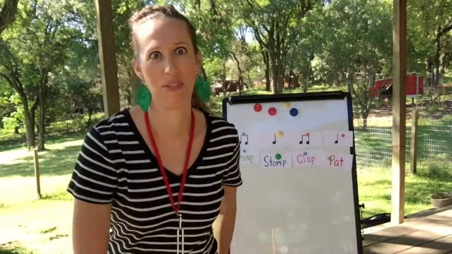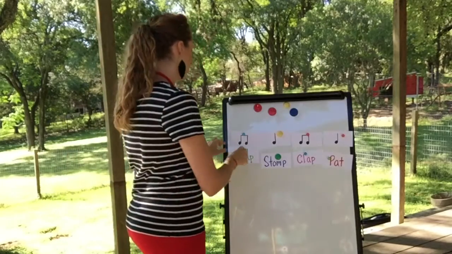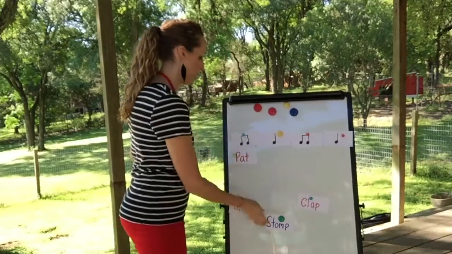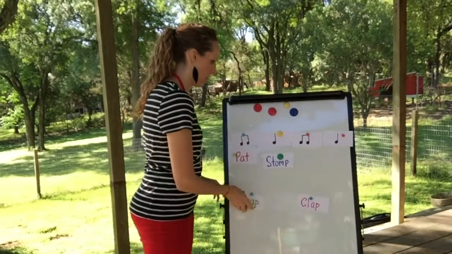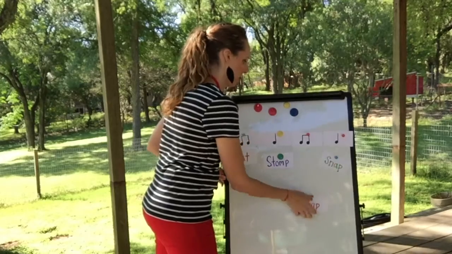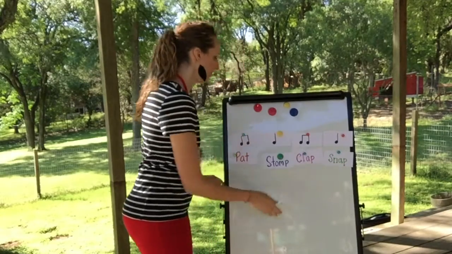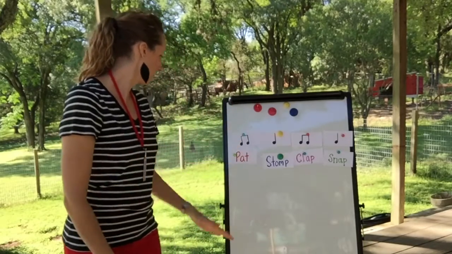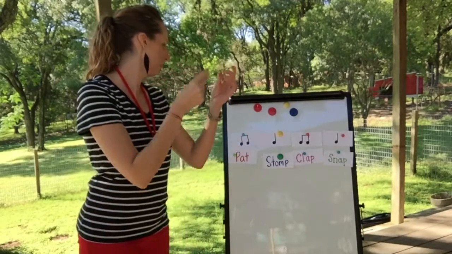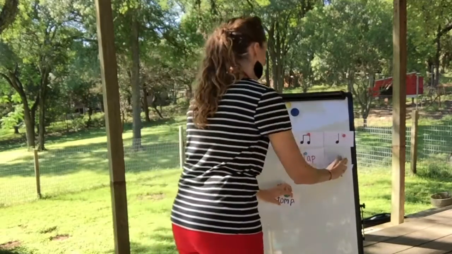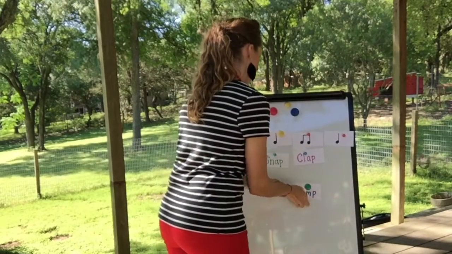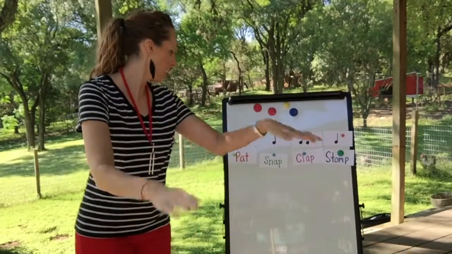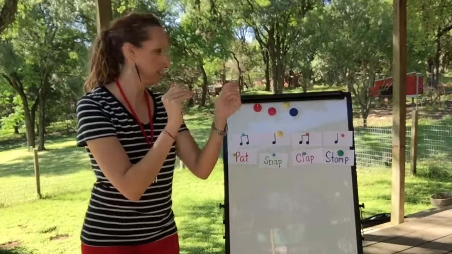I messed up. See, even I have to practice. So now we're going to make it a little trickier. I'm just going to switch the words around. Hold them down. Let's do a pat. Stop. Let's do this. Stomp there before. Let's switch it up. I think I have it.